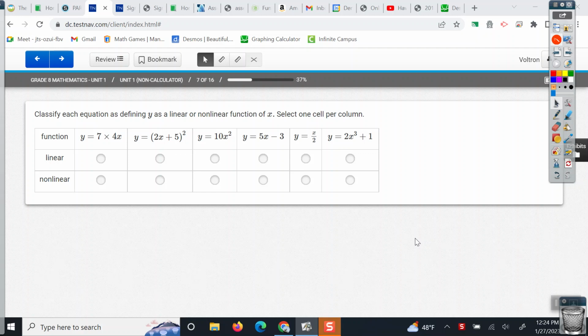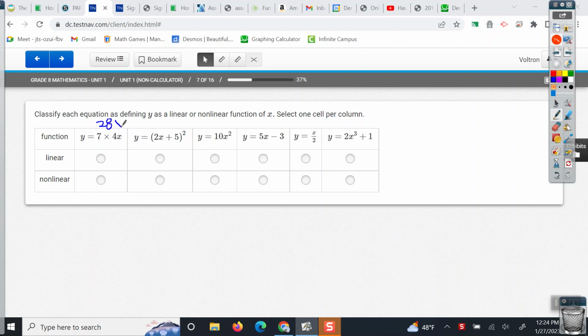All right, so for problems number 7 and 8, we are looking at what is and what is not linear, as well as systems. So the first thing first, let's look at this. We have y is equal to 7 times 4x. Well, oh geez, 7 times 4 is just 28, right? So we have 28x.